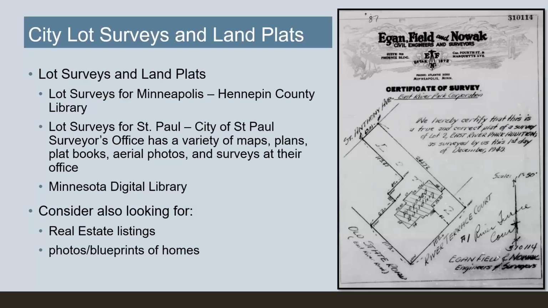Now, my examples are from Minnesota because I live here and I do a lot of work in this state, but for every major city, almost all of these have been saved and archived somewhere. They're either in a library or a historical society, or they're still in the city office. So you want to go looking for those. Also consider looking for real estate listings, photos and blueprints for houses. You can get those at the city planning commission office if they've been saved, frequently if those buildings still exist.